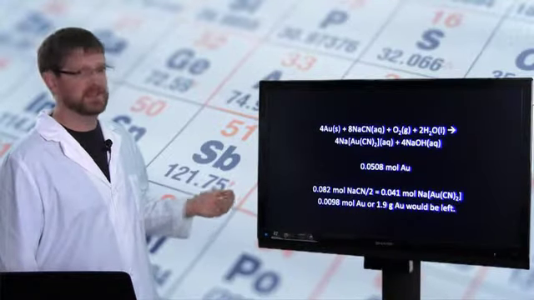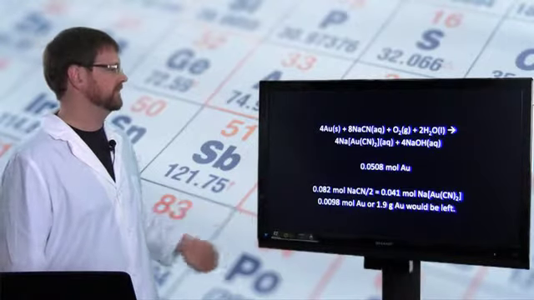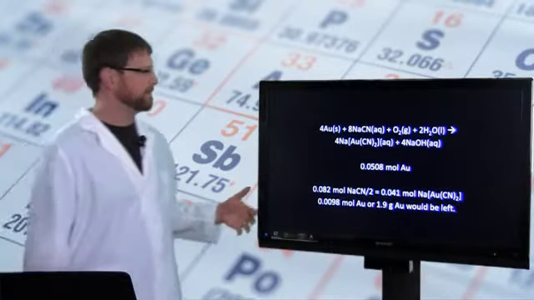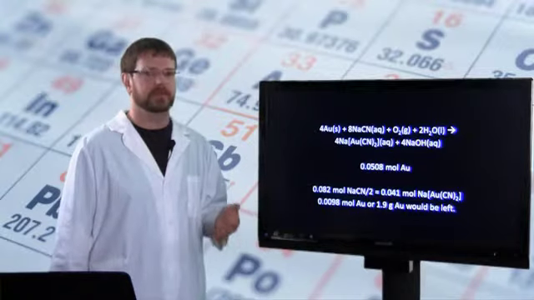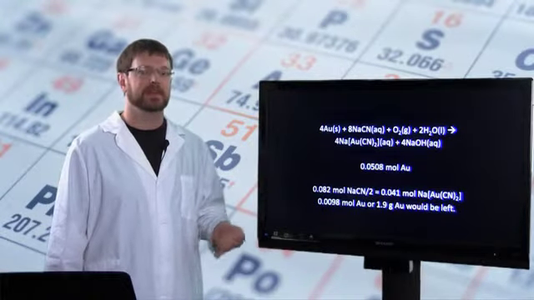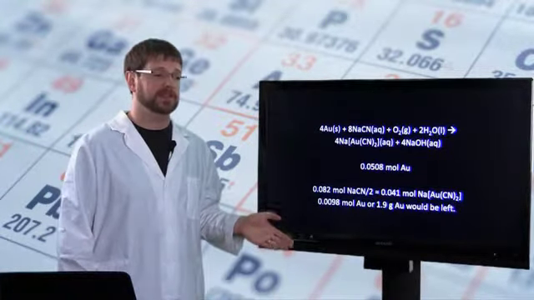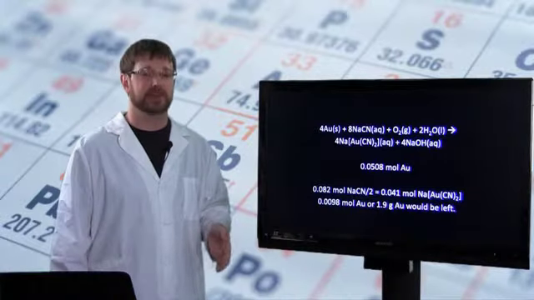And in today's market, that's about $200 worth of gold we left in the rock. So this really demonstrates how important a limiting reactant can be. Now let's do a less expensive reaction that you can actually do at home.